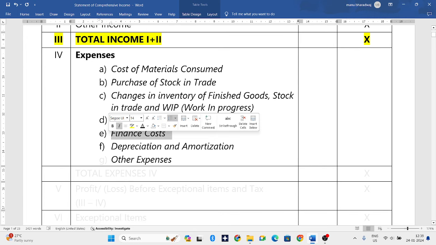Next will be finance cost. So whatever the cost incurred for financing certain amount of funds, for example, interest on loan, interest on debentures, all these come under finance cost.